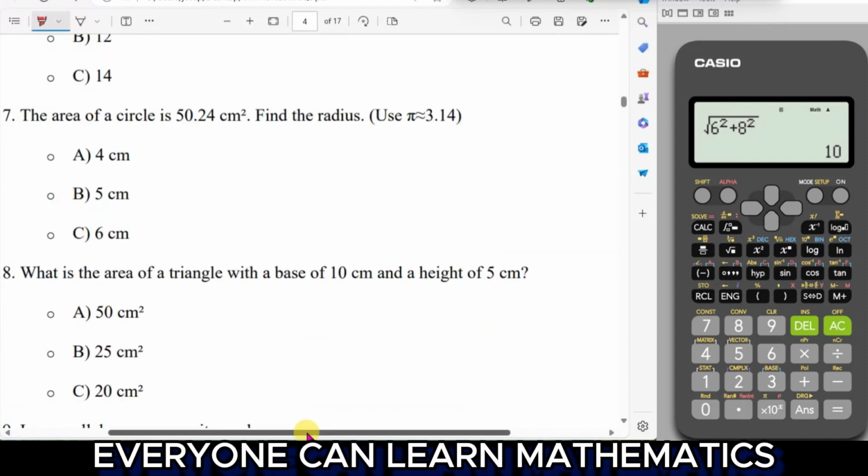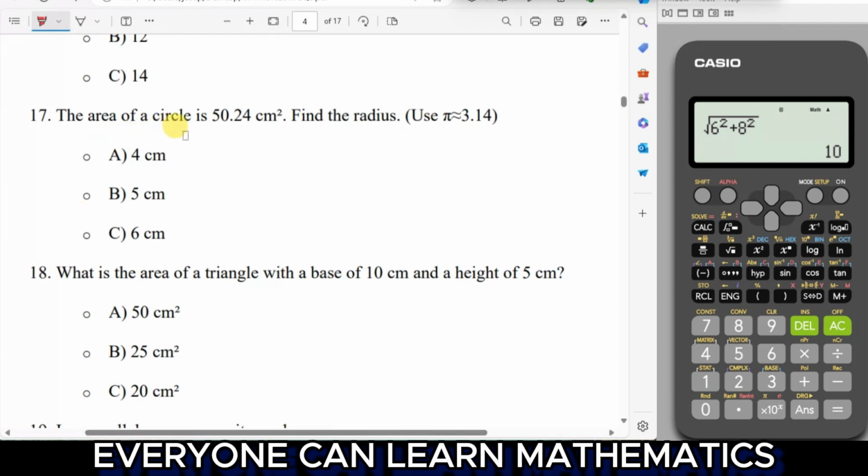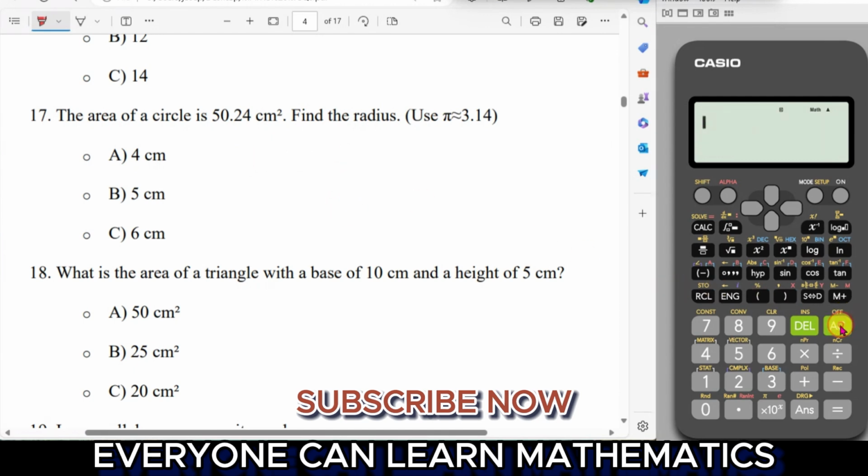Now question 17, we are finding the radius of a circle. The area of a circle is 50.24 centimeters squared. Find the radius. The formula for the area of a circle is pi r squared. They've given us pi, and we have to look for the radius, so we divide through by pi.